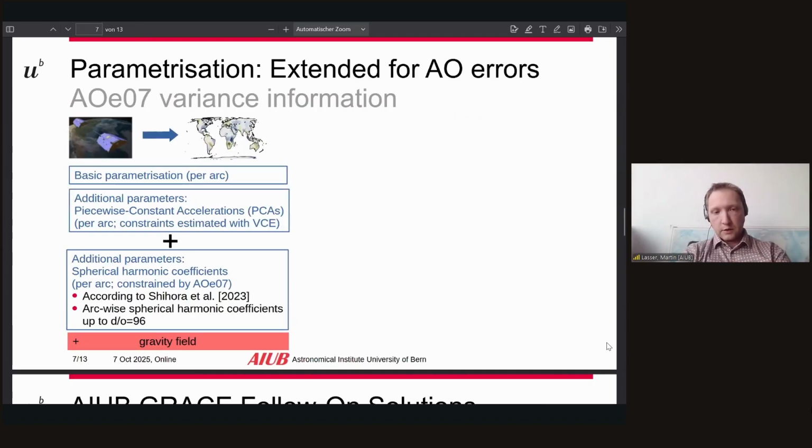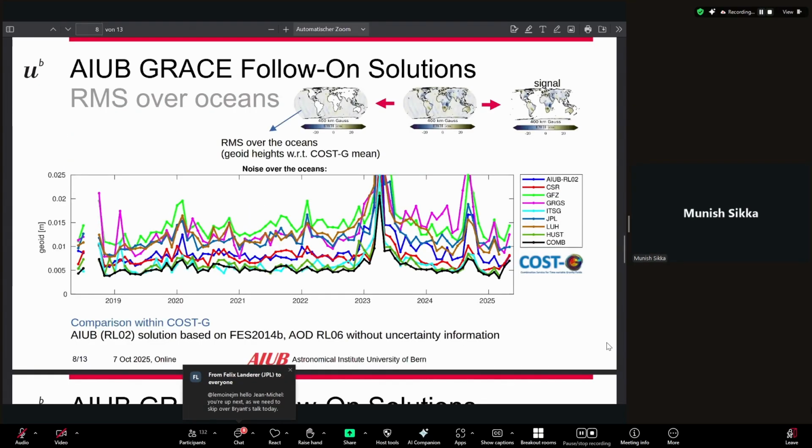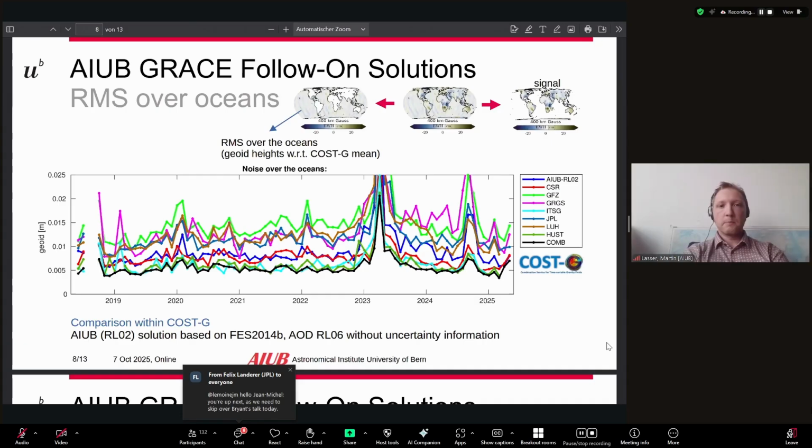Now, the parameterization is extended by additional pseudostochastic parameters, which are now spherical harmonic coefficients, still at the daily level up to degree and order 96. Those are now constrained with the AO error information provided by the group of Henrik. For now, we stopped estimating a variance component for those because we found out that it's simply 1. So those numbers seem to be working very well within our approach. Now, perfect. Let me just jump to the results.